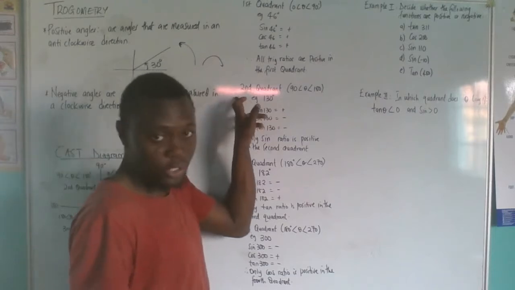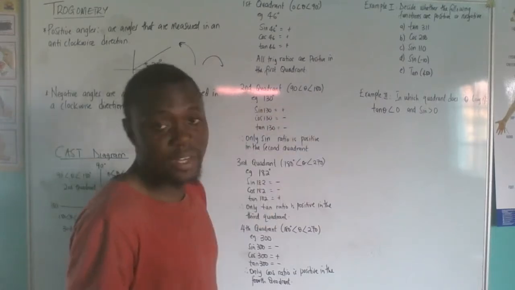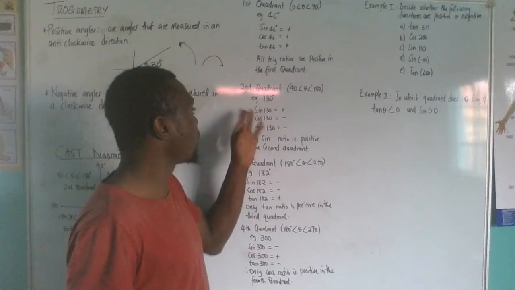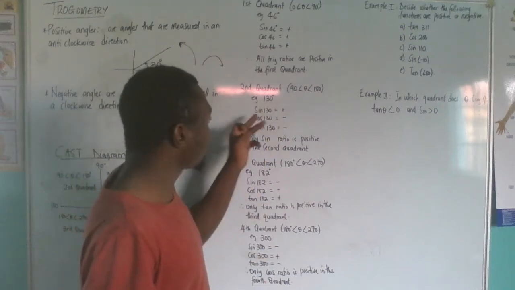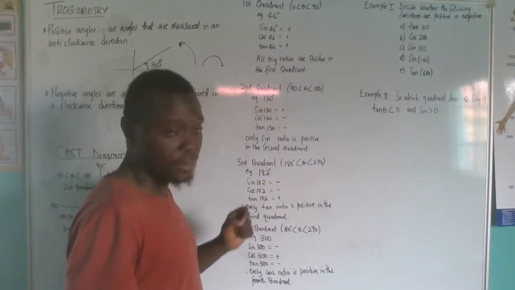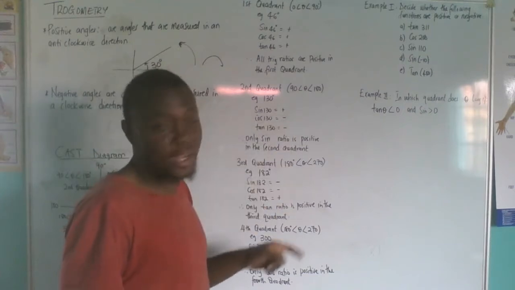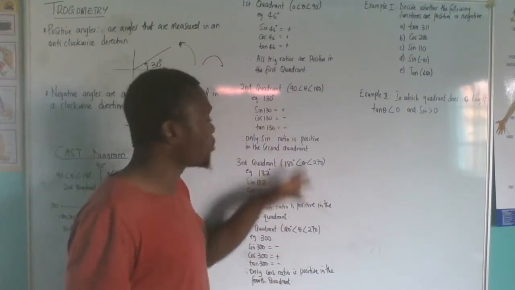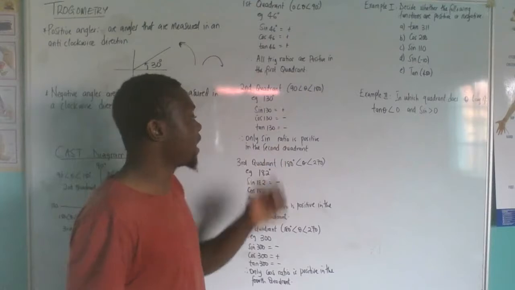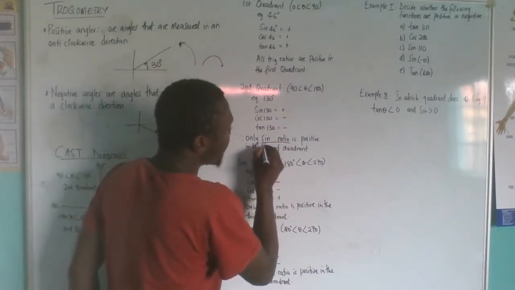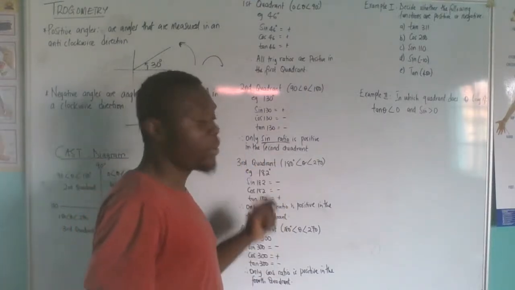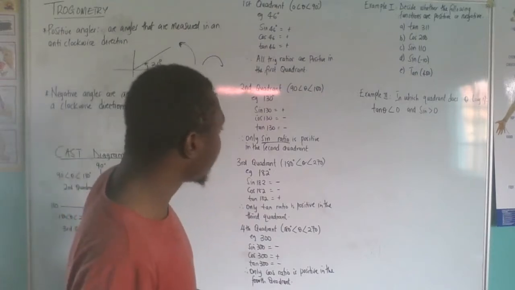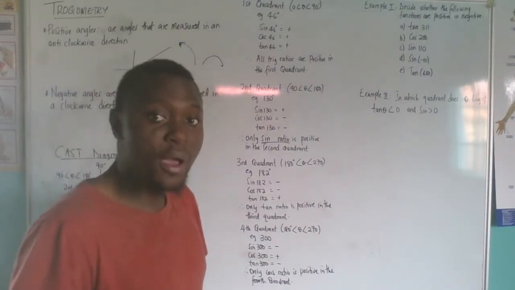Coming to the second quadrant, that is between 90 and 180. Take any angle, for example 130. Sine of 130 will give you a positive. Cos of 130 will give you a negative. Tan of 130 will give you a negative. That means it will be only the sine ratio that will give you a positive. So in the second quadrant, sine is positive.